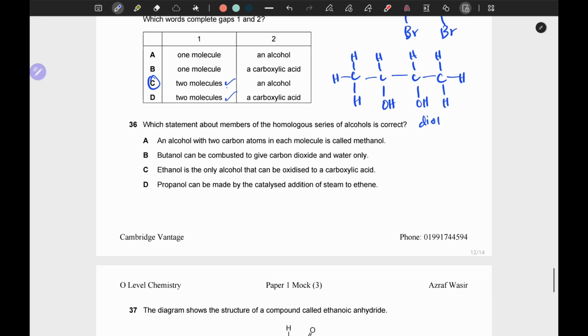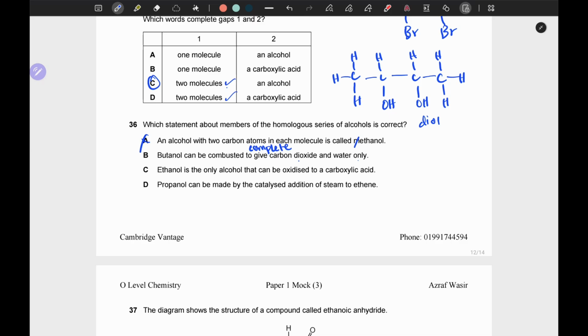Which statement about members of the homologous series of alcohols is correct? So let's read option A. Alcohol with two carbon atoms in each molecule is called methanol. That's wrong. It's supposed to be ethanol. B. Butanol can be combusted to give carbon dioxide and water only. Yes, that is correct. When complete combustion occurs, we do get carbon dioxide and water. So B might work. Let's look at C.